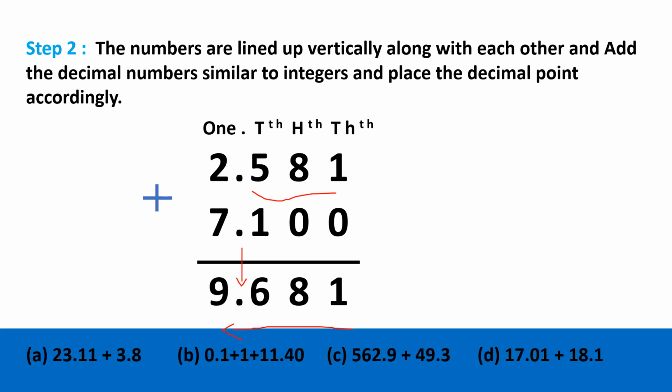Here I have given some practice questions: 23.11 plus 3.8, 0.1 plus 1 plus 11.40, 562.9 plus 49.3, 17.01 plus 18.1. Here only one thing: we have to convert the unlike decimals to like decimals and do the normal addition as you know before how you do the addition for the integers.